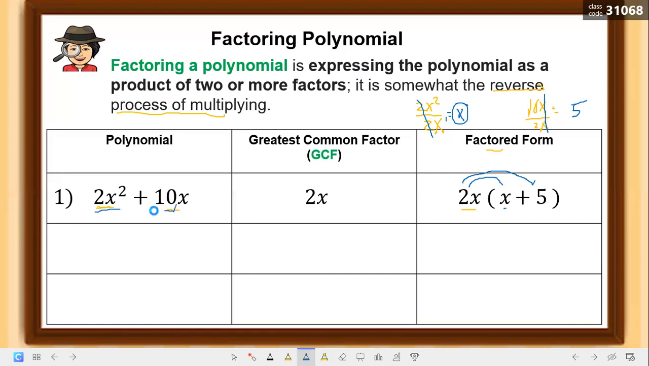Okay, let's have another number 2. Okay, 8y cubed minus 24y squared. What is the GCF first? Okay. Tignan niyo muna yung common sa first and second term. Sheila Marie Garbosa. 8 po. 8, very good. O, since may kasama siyang variable, o ano sabi kanina? Least degree. O, ano yung GCF natin?